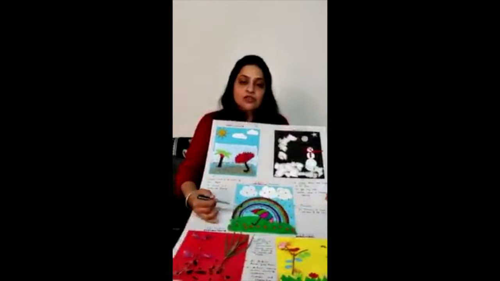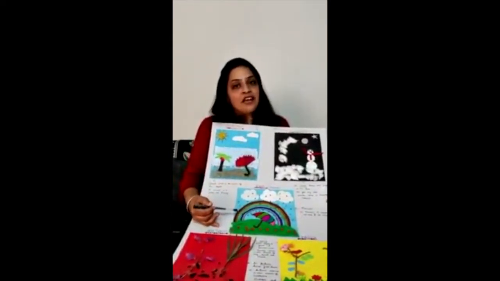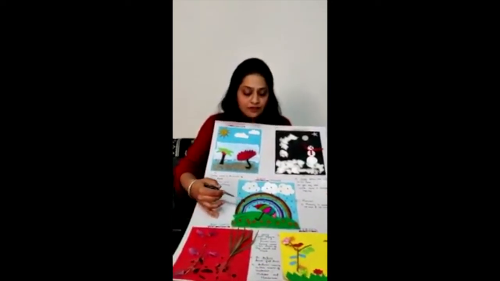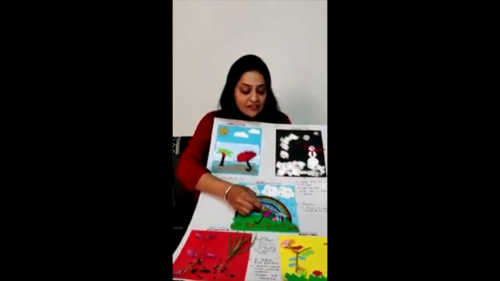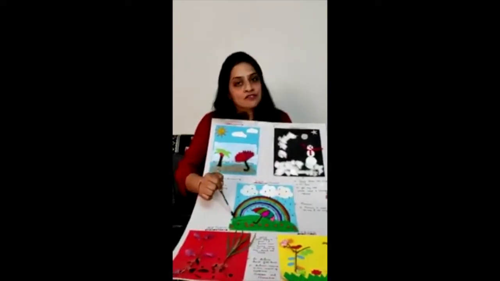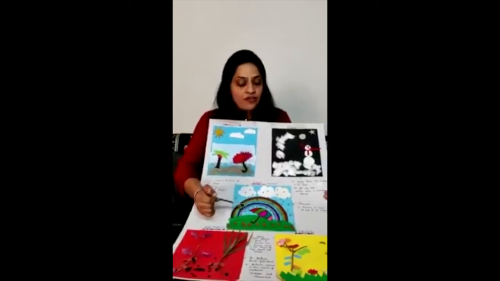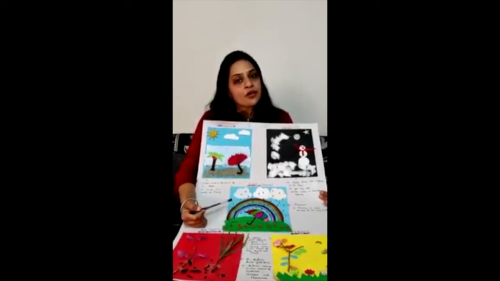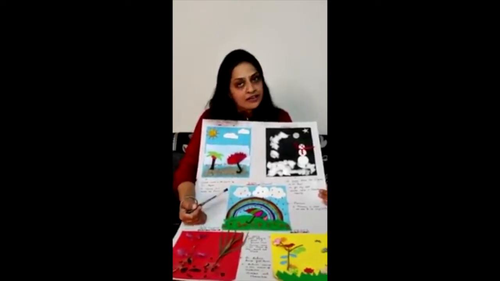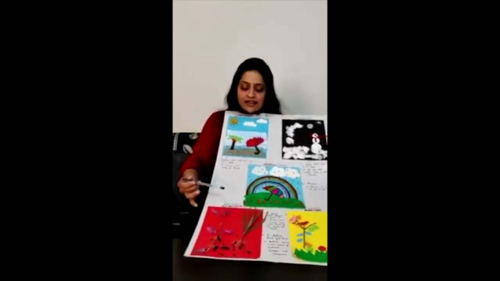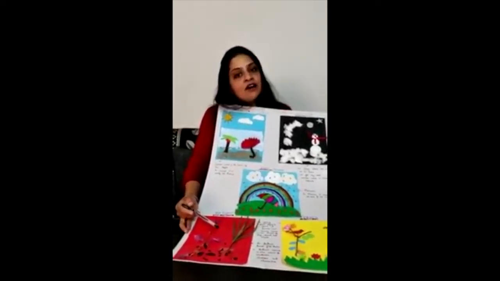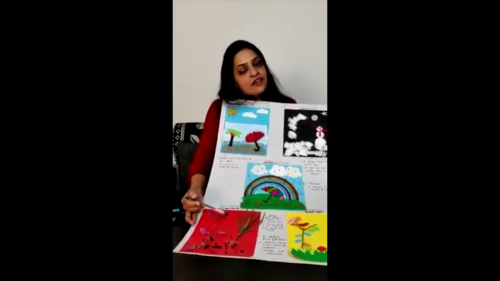In monsoon, the sky is very cloudy and it rains heavily. We can even see a rainbow in monsoon season. We use umbrellas, gumboots and raincoats to protect our body from rain. And after that, autumn. In autumn, trees and flowers shed their leaves and petals.